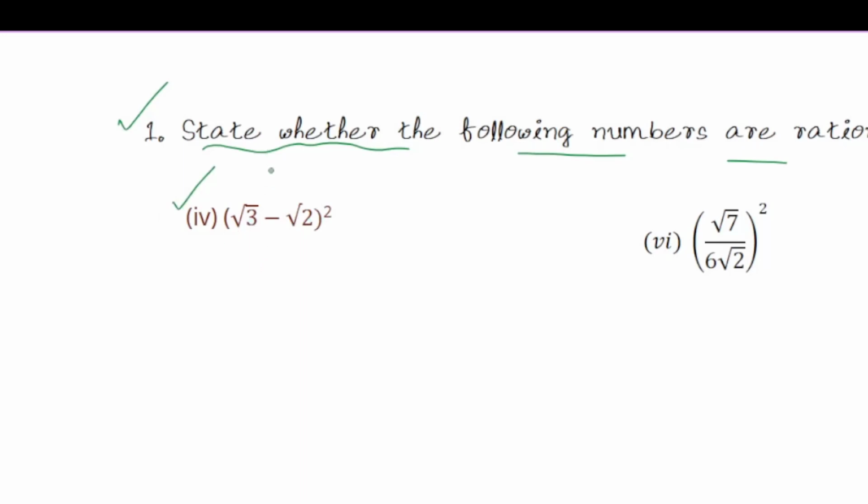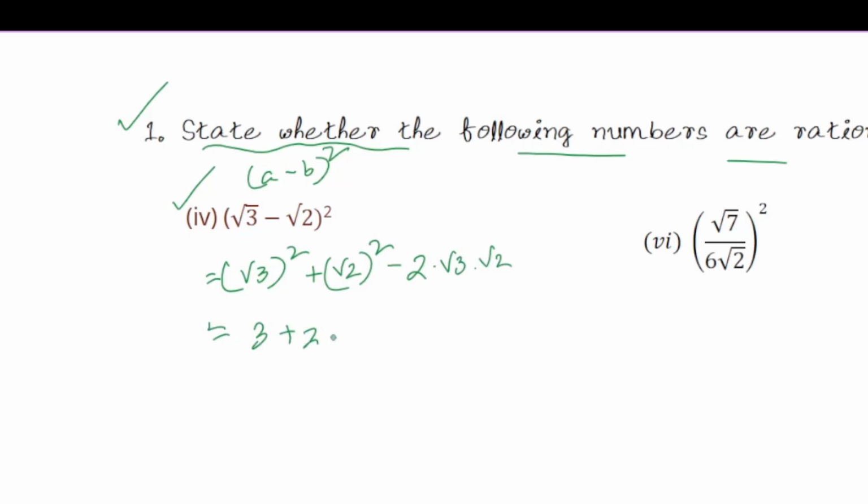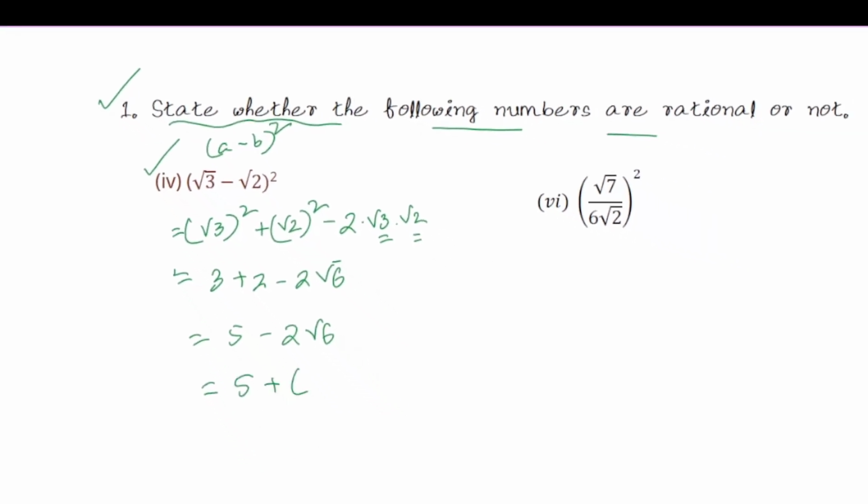So this is in the form of a minus b whole square, so we can expand this. A square, that is root 3 square, plus b square, that is root 2 square, minus twice ab. A is root 3 and b is root 2, that is equal to 3 plus 2 minus 2 root 6. Root 3 multiplied by root 2 is equal to root 6, and this is equal to 5 minus 2 root 6. We can also write it like 5 plus minus 2 root 6.